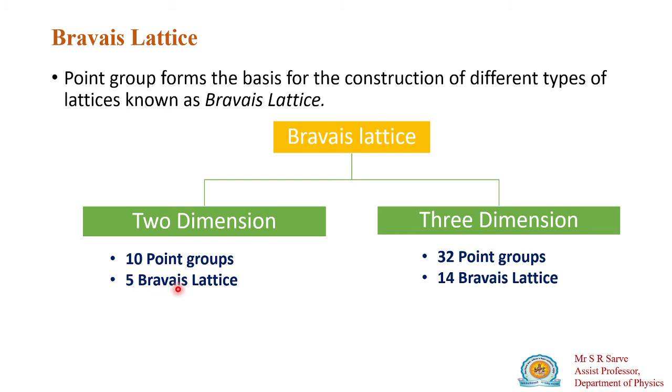Or there are five types of crystal structures, and in three dimension there are 32 point group operations which give rise to the 14 Bravais lattices. So these 14 Bravais lattices are obtained from the seven crystal structure systems, and here it is from the four crystal structure systems. So in two dimension there are five Bravais lattices, and in three dimension there are 14 Bravais lattices.